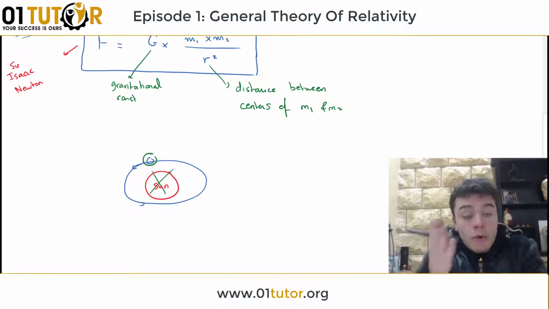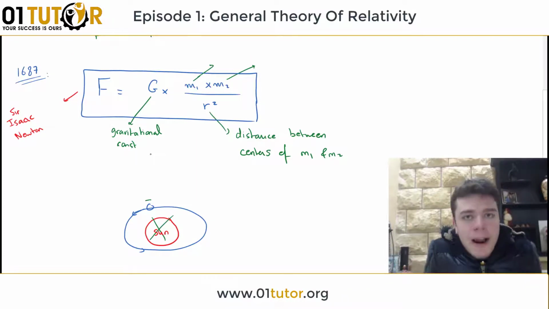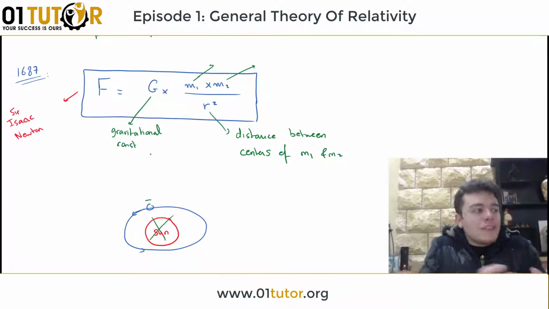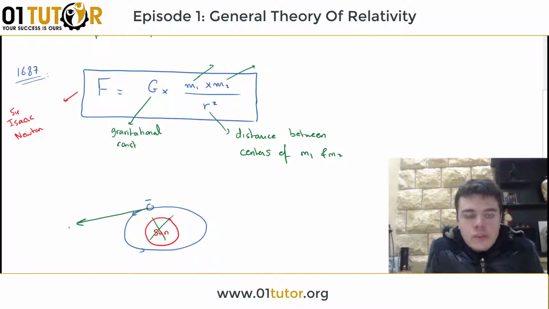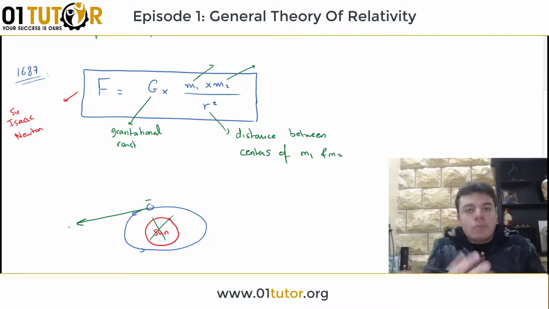Now, Newton's formula doesn't have any time variable, and it basically says that the moment you remove the sun, the moment you remove the other body, which in this case is m2, the force would go to 0, and the other body would continue straight, because it's no longer attracted to the other mass.